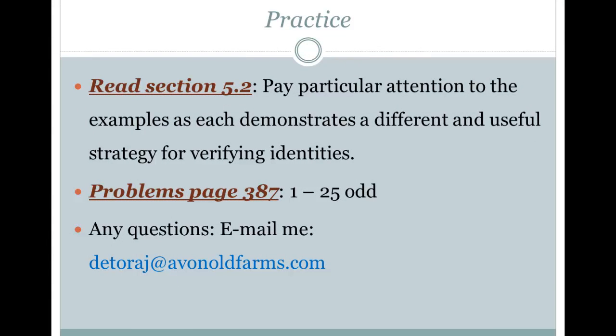I'm going to do another video with a few more examples, but I wanted to get you guys started. I want you to read section 5.2 and look at the different examples there. They each demonstrate a different and useful strategy for verifying some of these identities, so pay attention to those. Problems, page 387, 1 to 25 odd. What we talked about in this video is using different strategies to verify trigonometric identities. We did some examples. The next video will give us some more examples and some more practice. So again, any questions, fellas, email me and we'll clear them up. Thanks, fellas. Have a good day.